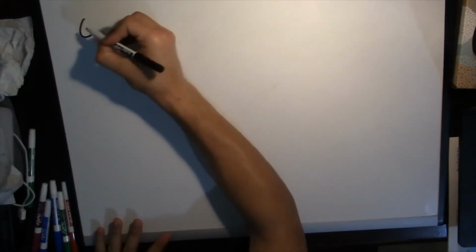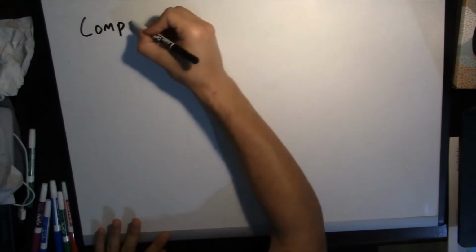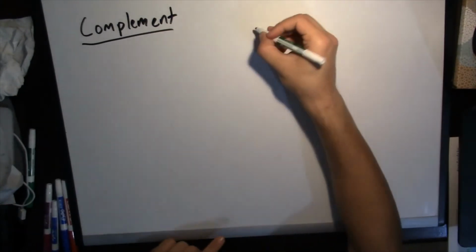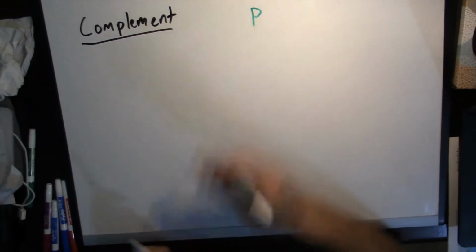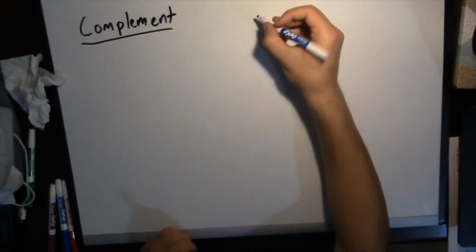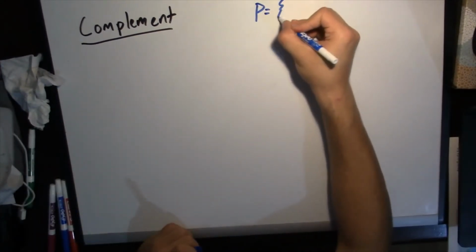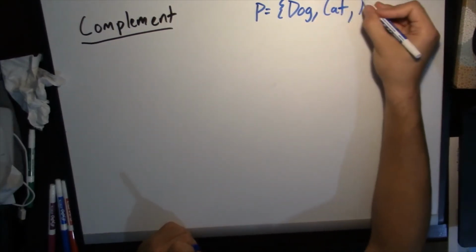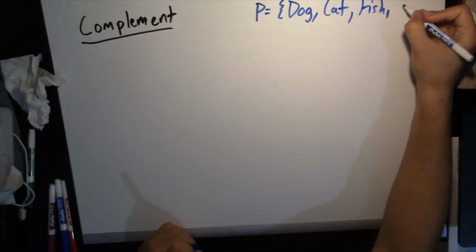The last operation that we're going to talk about is called complement. Let me write it out. Complement. I'm going to go back to the original example, so I'm going to rewrite it again. Let me use the same colors that I used before. We had P, which was the set containing dog, cat, fish, and hamster.